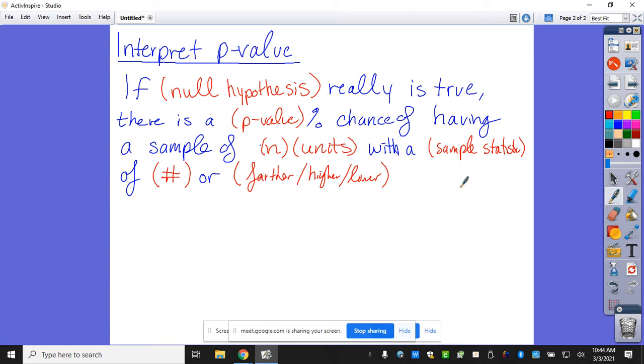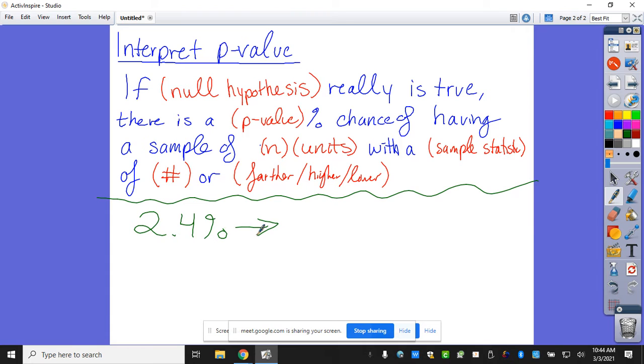So interpret p-values. If the null hypothesis really is true, there's a whatever percent chance of having a sample of this size with this value. One thing we should probably talk about is converting from a percent to a decimal, because clearly that's an issue. If I write something like 2.4%, what is 2.4% as a decimal? 0.024, or you could move the decimal 2 places from where it was. So here, I moved it 2 to be 0.024.